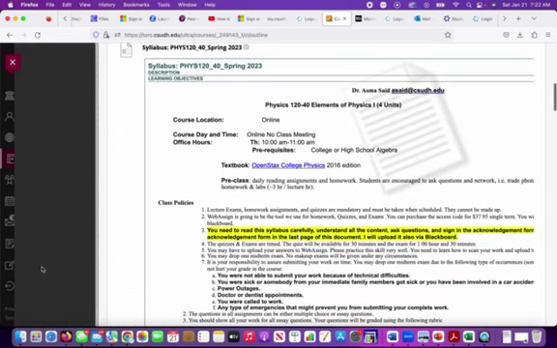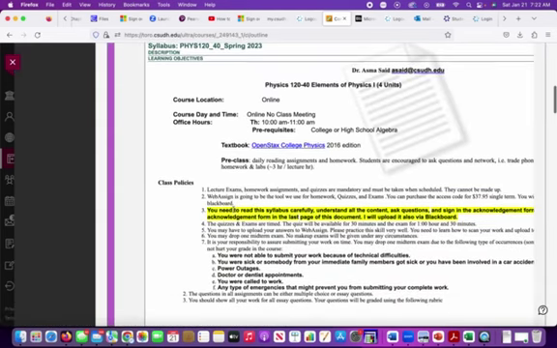Let's go over the syllabus first. Now for the syllabus, of course, this is Physics 120, Elements of Physics 1, no class meeting at all. All the lectures and material will be recorded online. Okay, office hours. I have my office hours Thursday from 10 to 11. And of course, they are going to be also virtual. I will share with you the link for the office hours.